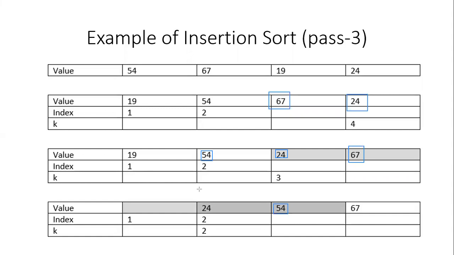Because 24 is greater than 19, there is no need to change, and 24 will be placed at the second position. And what we get is the sorted list. The sorted list is 19, 24, 54 and 67. So this is how the insertion algorithm actually works.